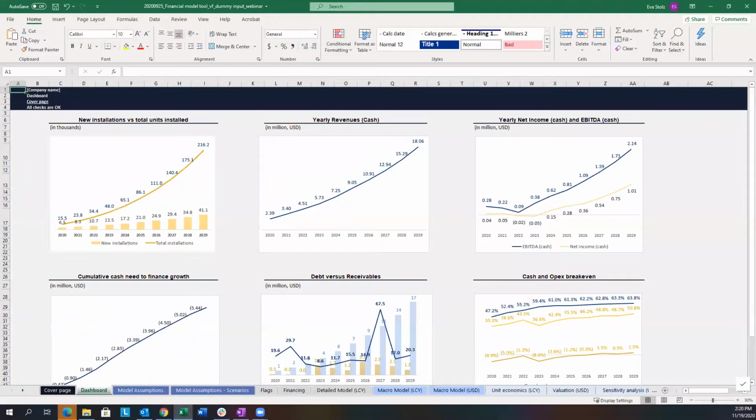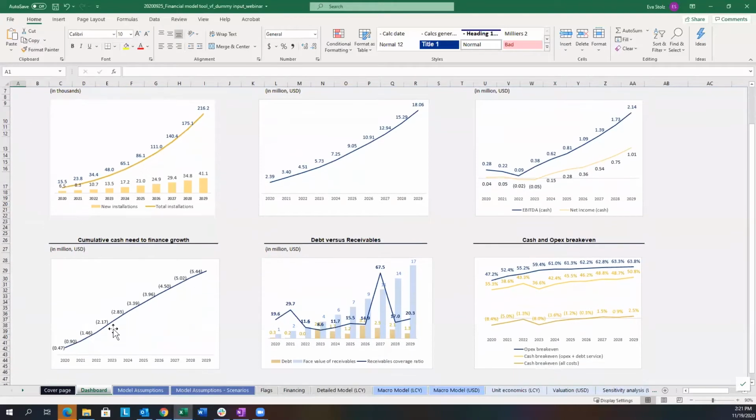Then here you have the dashboard. This is an overview of the key metrics and the financial status of a company, which are relevant to investors in the sectors. For example, as you can see, you have the new installations and the total installations, the evolution of the revenues, the evolution of the net income and the EBITDA, then the cash need to finance the growth of the business, the evolution of the debt versus receivables, and then some of the key break-even numbers.